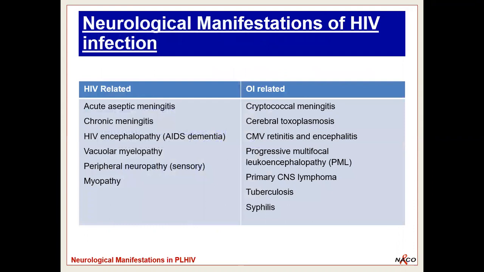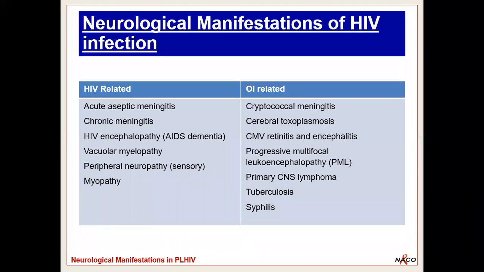In this slide, let's look at the neurological manifestations of infection. There are 2 things. We all know what an opportunistic infection is. But the HIV virus itself also leads to a lot of problems, not just the opportunistic infections. On the right side you have all the OIs listed: cryptococcal meningitis, toxoplasmosis, CMV retinitis, PML, lymphoma, tuberculosis, syphilis, etc. Tuberculosis is a co-infection and an OI at the same time.